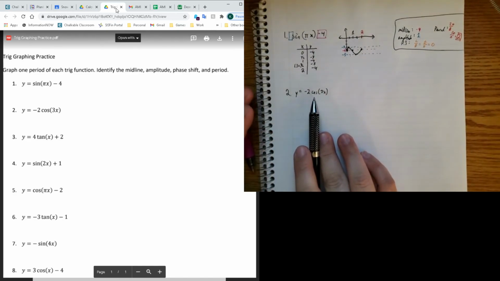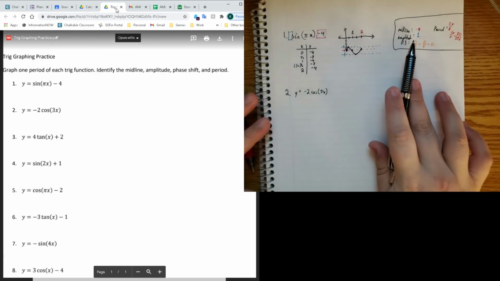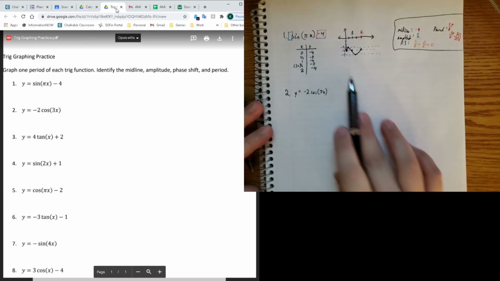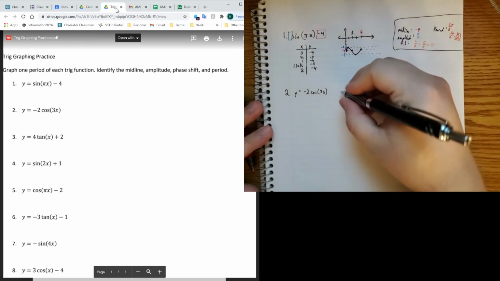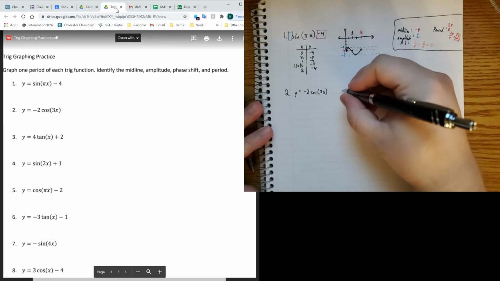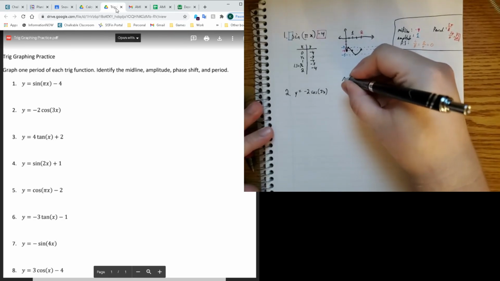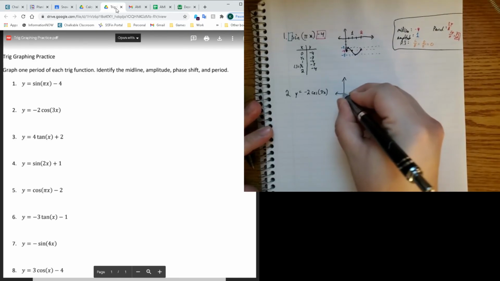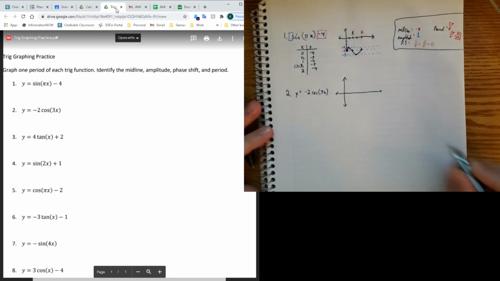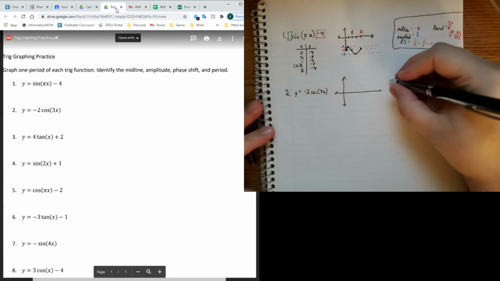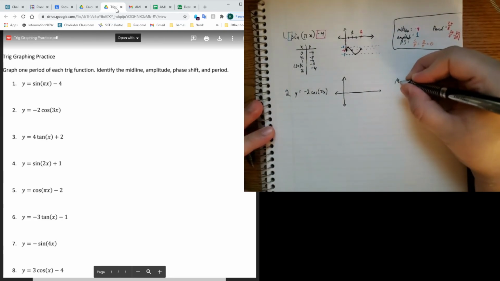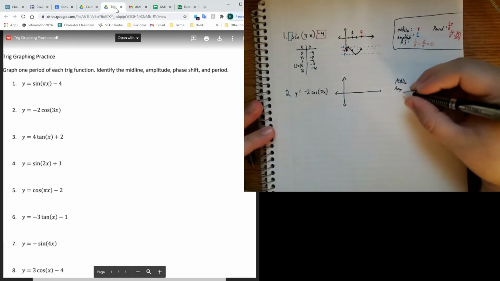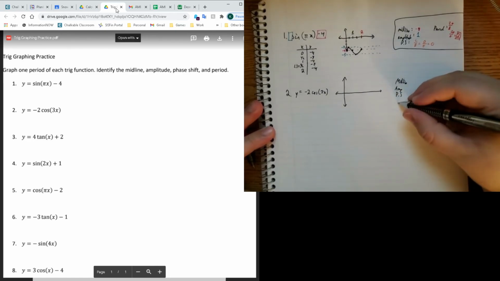This tells me some things about how I need to do all of my components of the amplitude, midline, phase shift, and period. It also tells me how I want to start drawing my graph. Because remember, cosine typically starts on the origin. So I'm going to start right there. There's my beautiful graph. Okay, and I want to define the following values: midline, amplitude, phase shift, and period.